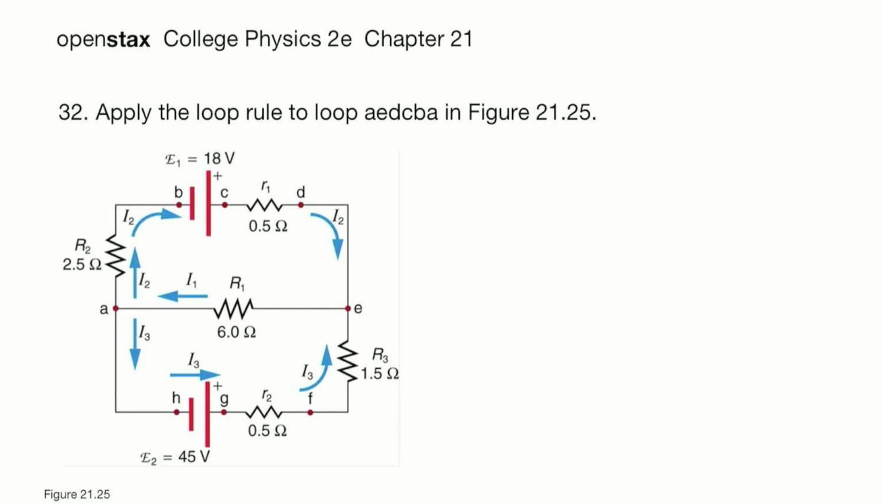Okay, so we're going to be starting at A, going to E, then D, C, B, and back to A. So in the top half of the circuit, we are going counterclockwise.